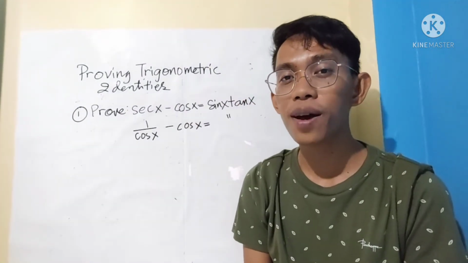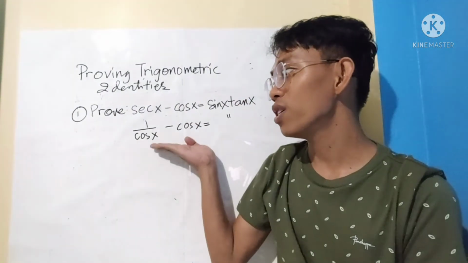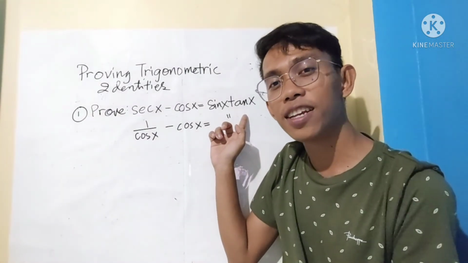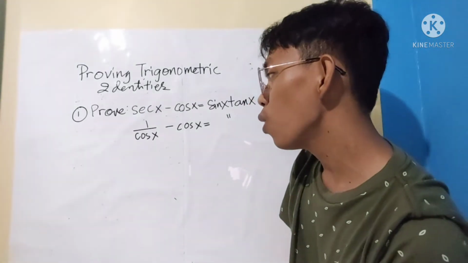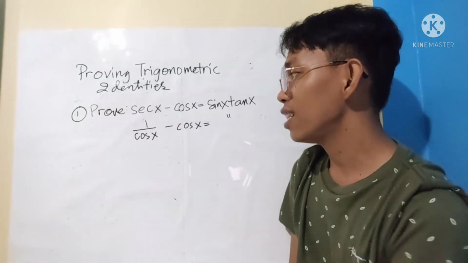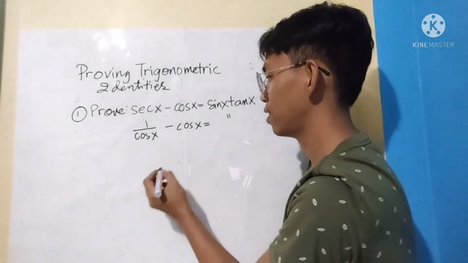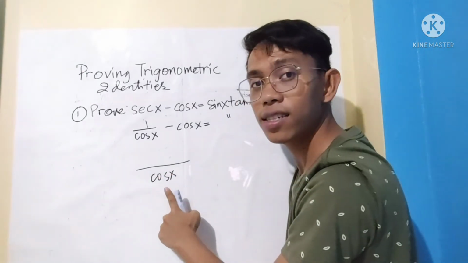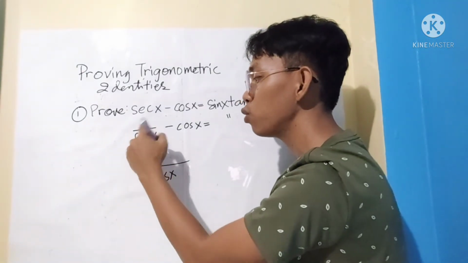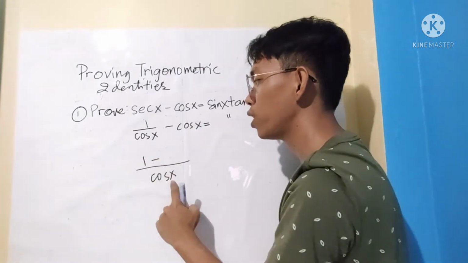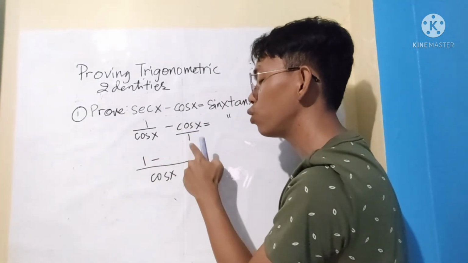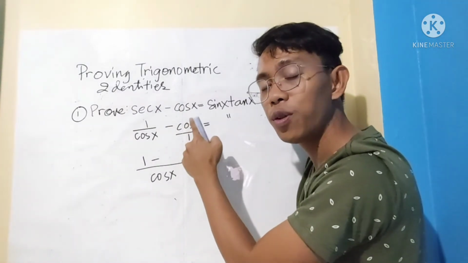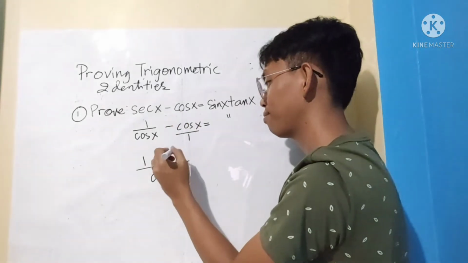Next is, gagawin ko namang single expression yung terms natin sa kaliwa dahil nga yung pinupuntahan natin is a single expression. So, ang LCD ng dalawa ay cosine x. Cosine x divided by cosine x, that's 1 times 1, this is 1. Cosine x divided by, ang denominator nito is 1. Cosine x divided by 1 is cosine x times cosine x, that will be cosine square x.